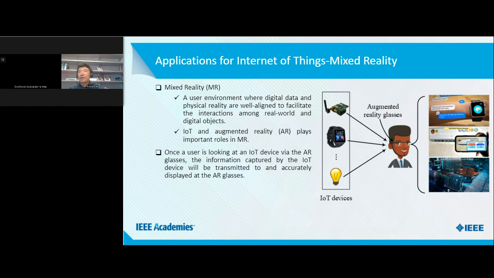If the user is looking at the air conditioner, then the temperature and humidity values, which are captured by the sensors in the air conditioner, will be transmitted to and displayed at the AR glasses through D2D communications. Also, if the user is looking at machines or 3D printers in a manufacturing company, then the status of the machine, such as the temperature, the noise level, and the inspection time, will all be transmitted to and displayed at the AR glasses, right?